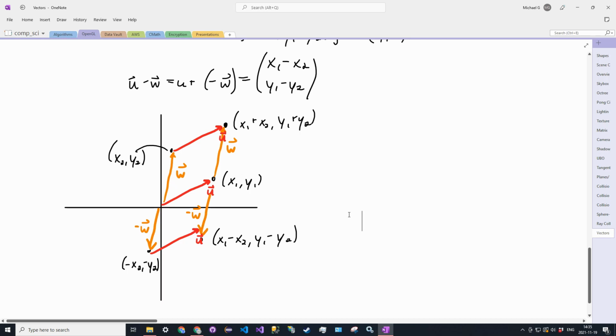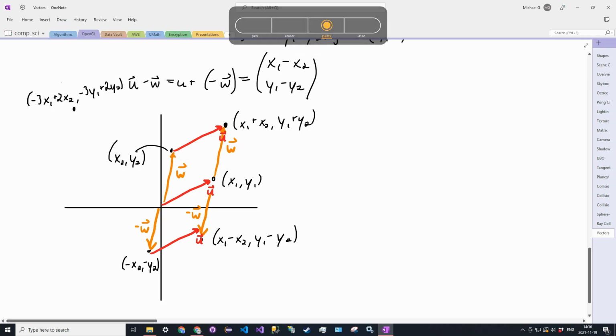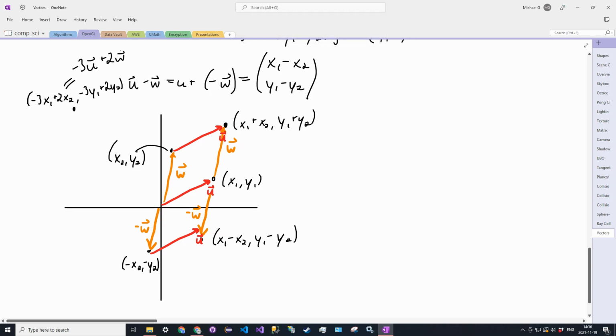And if you're looking at this, well, this is a bit beyond the scope of this video, but this seems to be forming a grid. Well, let's say, what if we had a point that was out here, that's like minus 3x1 plus 2x2, and then minus 3y1 plus 2y2. Well, what is that? Once again, this isn't necessary for graphics, but just make you think a bit. Well, this is just equivalent to minus 3u plus 2w. If you expand out the components, that's what you'll get.